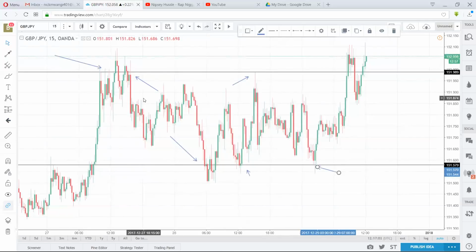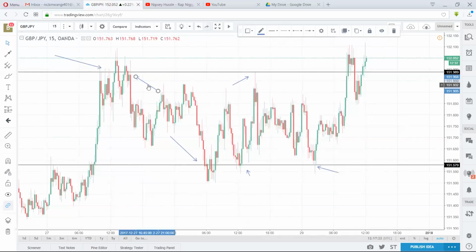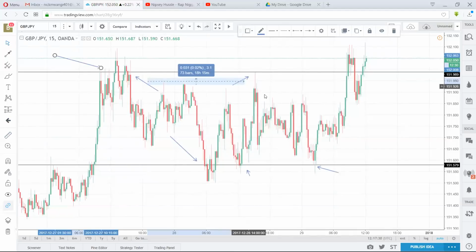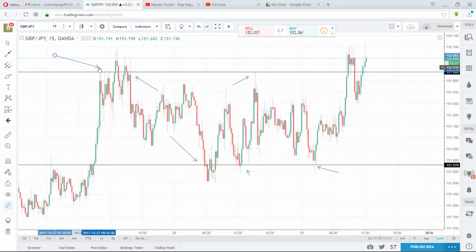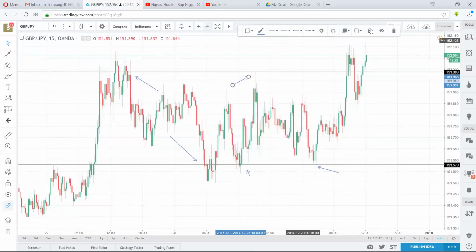Also, we've described supply and demand as points where institutions place their trades. So that is also a difference between supply and demand and support and resistance, and it's the criteria that we use in drawing the zones as well. So now I'll clear all of this, just a minute.